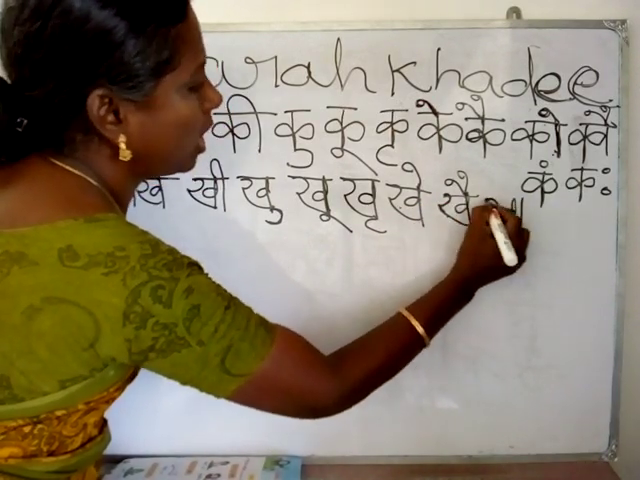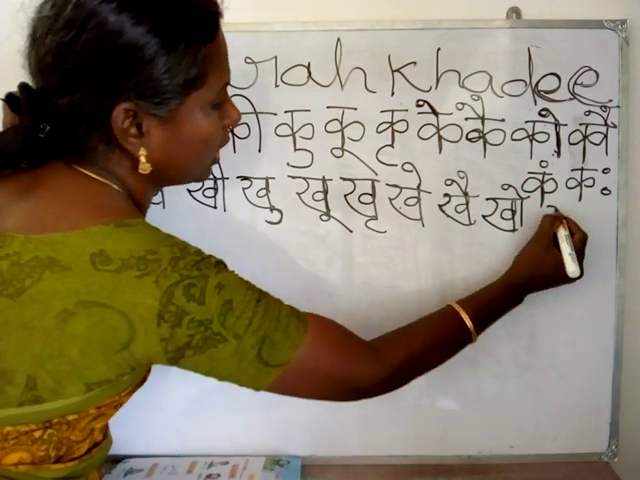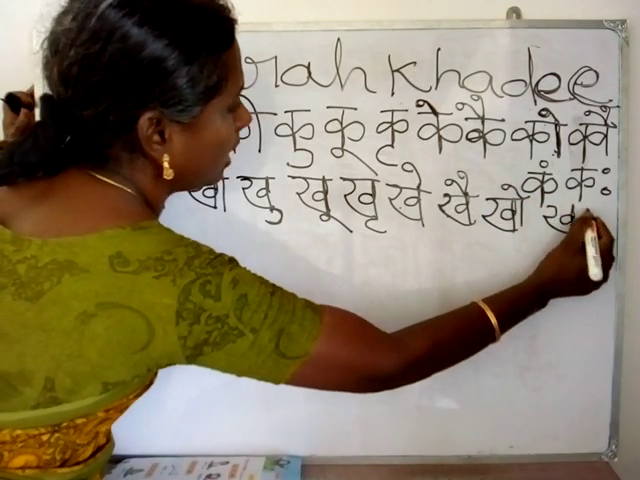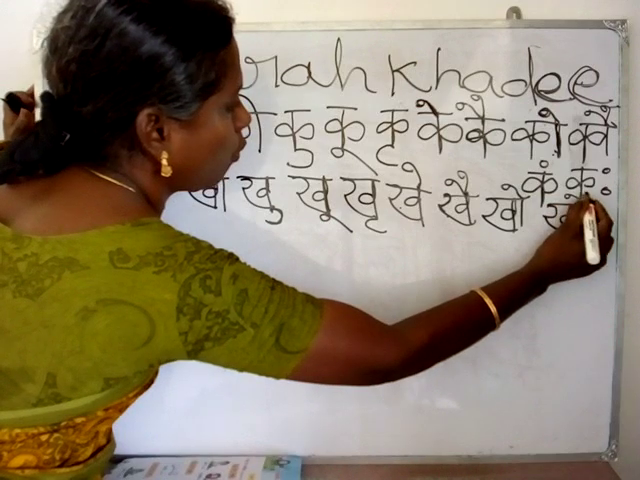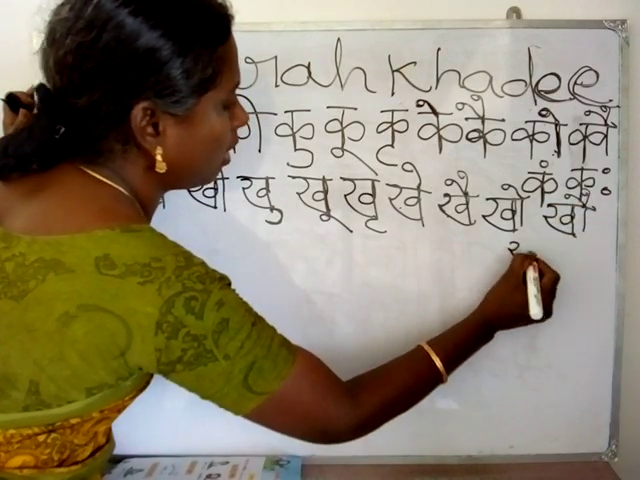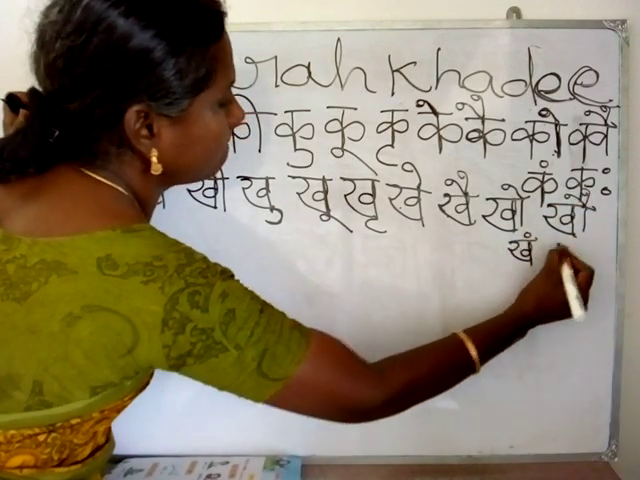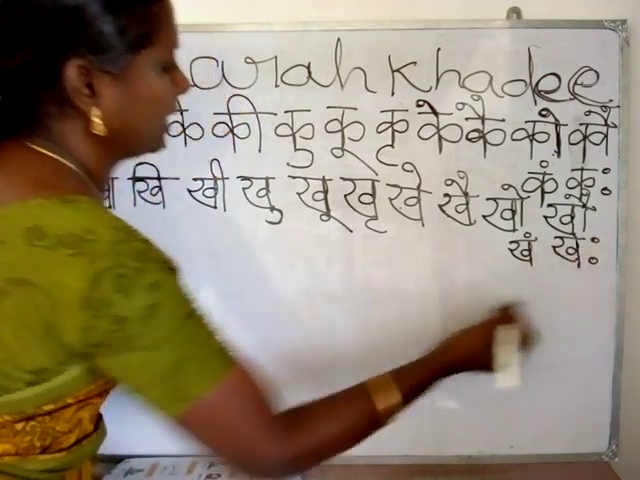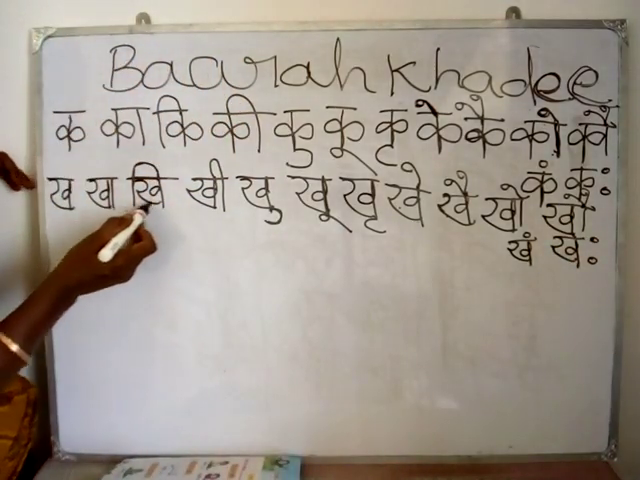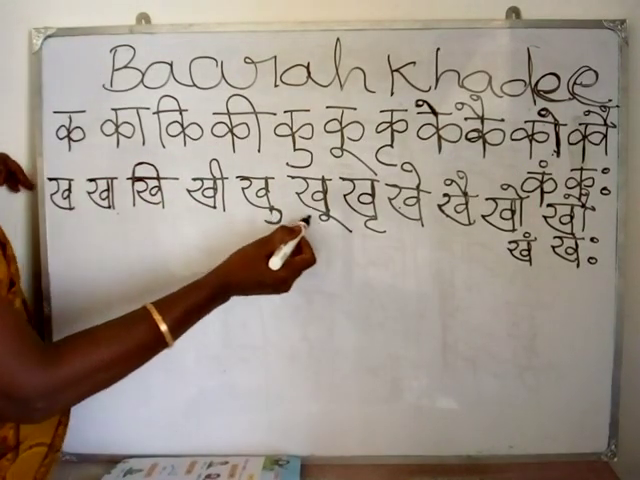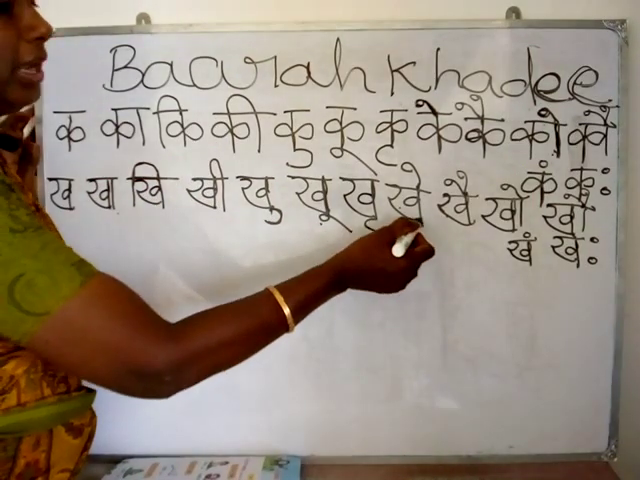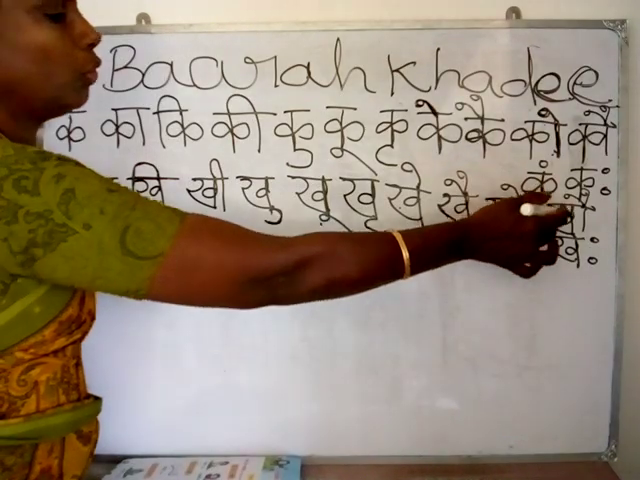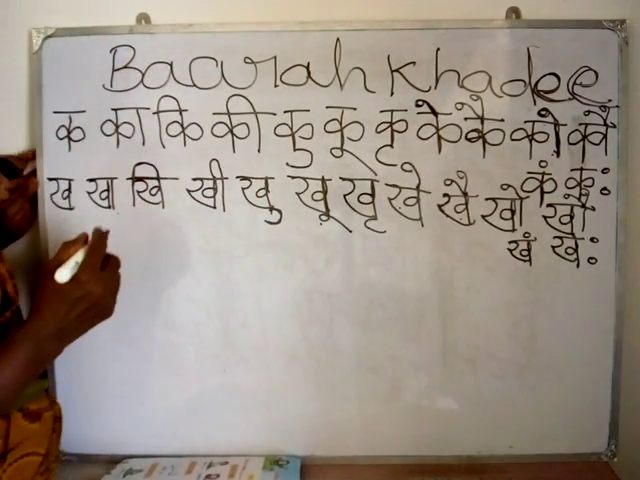Then ko, ka, one line and one curve. Ko. Ka, one line and two curves. Kau. Ka, up one dot, kam. Ka, side two dots, kaha. Say ka, ki, ku, kr, ke, kai, ko, kau, kam, kaha. Next, ga.